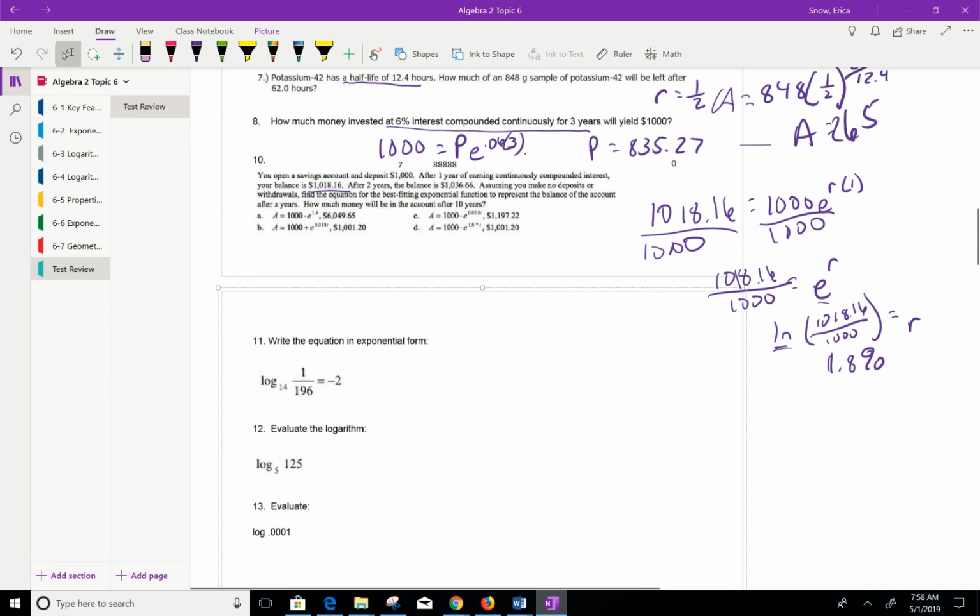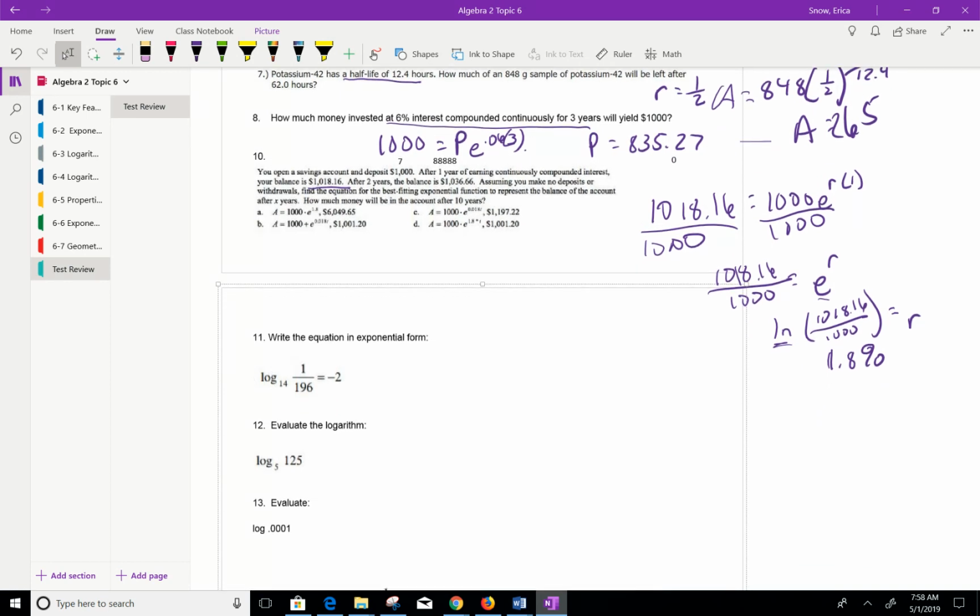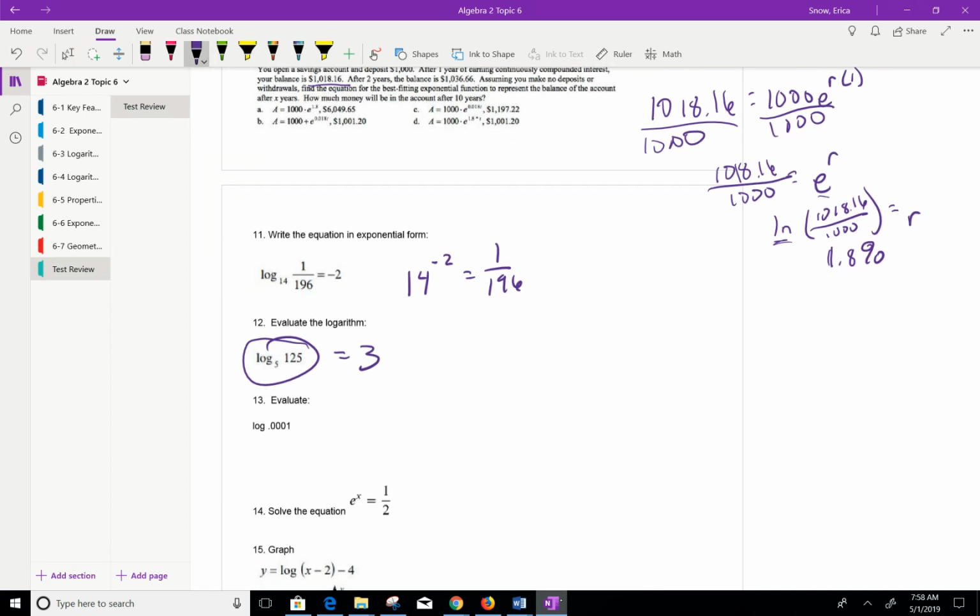Here we're going from logarithmic to exponential form. So we're going to have 14 to the negative 2 equals 1 over 196. Easy enough. Evaluating the logarithm, you can put this in your calculator, but I know that 5 to the third is 125. Evaluate, we're looking at what exponent we're putting 10 at, and we have to think how many times we move the decimal here. Again, you can put this in the calculator, but I know this is going to be negative 5.